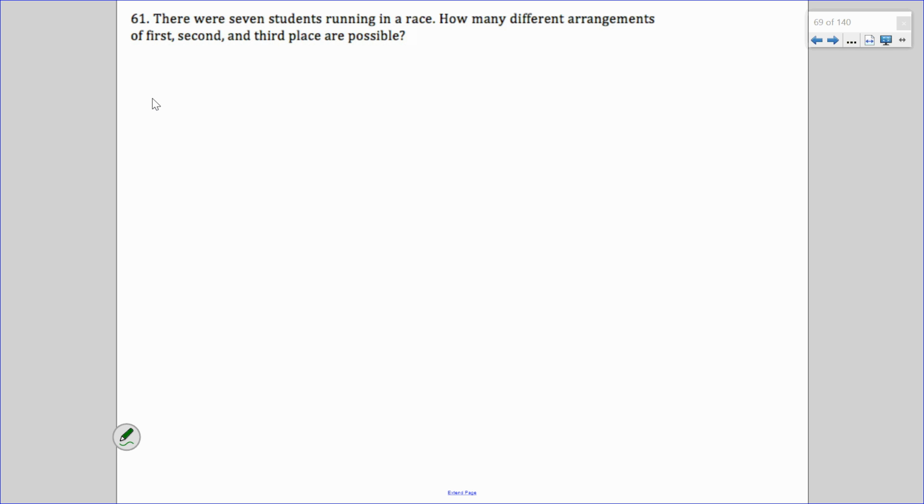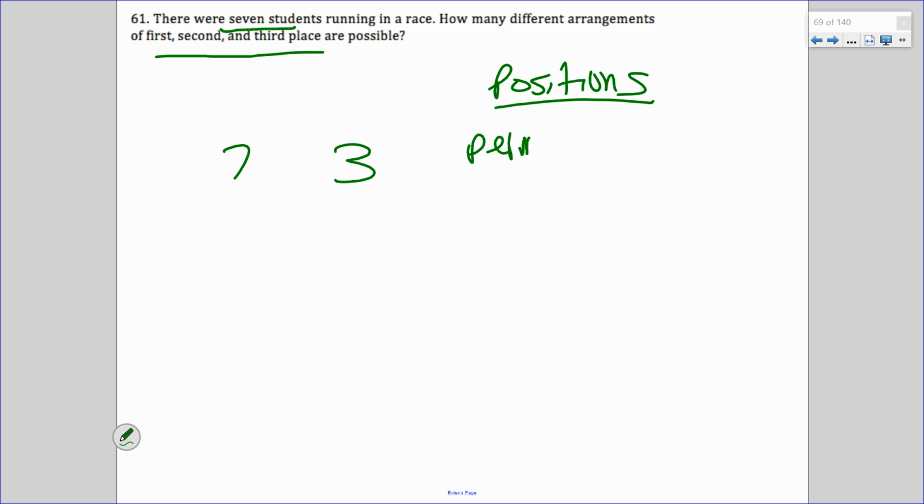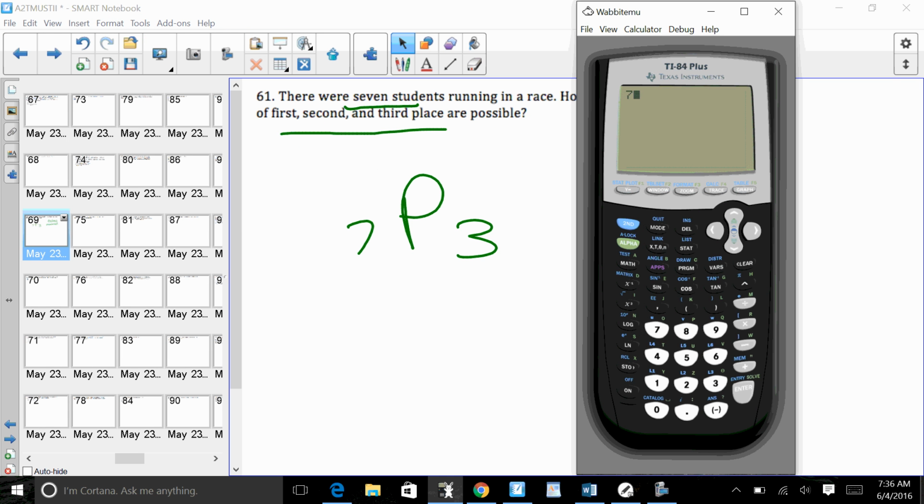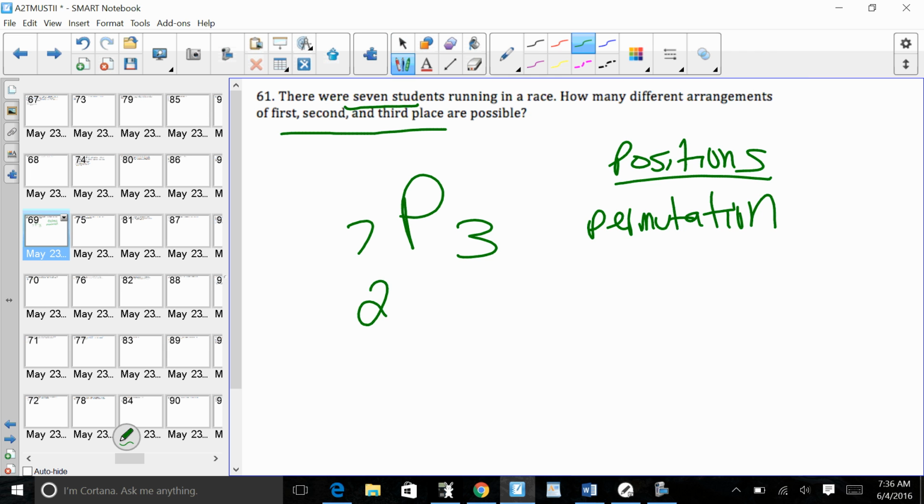Whenever I have 7, and out of 7 I want 1, 2, 3 things, I know it's going to be a P or C. Because there are specific positions, I'm going to do permutations. So I have 7P3. To do that, I'm going to go to my calculator. I type in 7, math, PRB, P, 3, and I get 210.